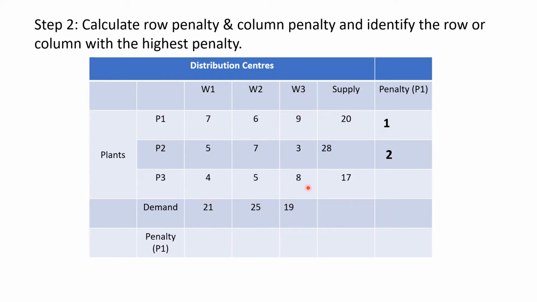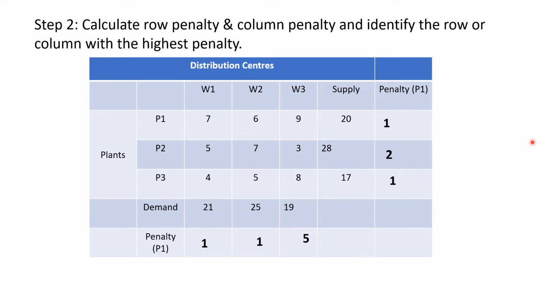Third row, 4, 5, 8. So lowest is 4, next lowest is 5. So penalty is 1. In this case, what is the penalty? 4, 5, 7 are the elements. So minimum is 4, next minimum is 5. So penalty is 1 again. Then for the W2 column, it's 1 again, the difference between 5 and 6. In the W3 column, the difference between 3 and 8, lowest and the next lowest, and hence the difference is 5, right?